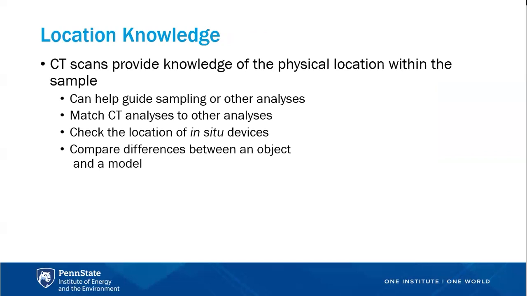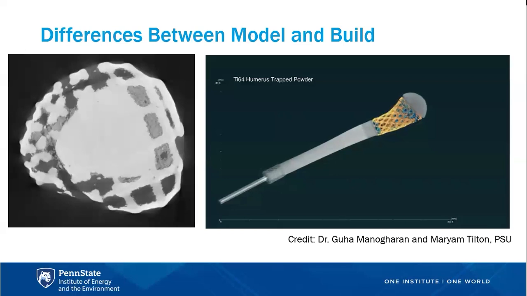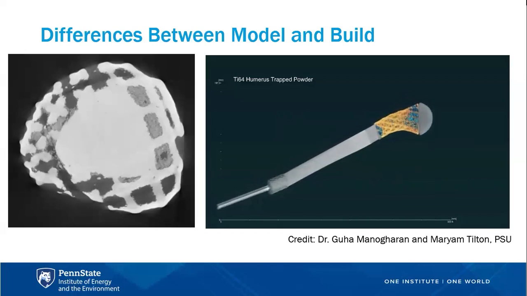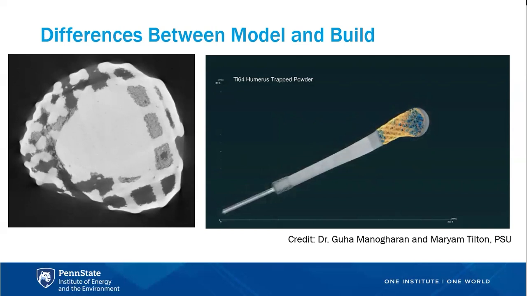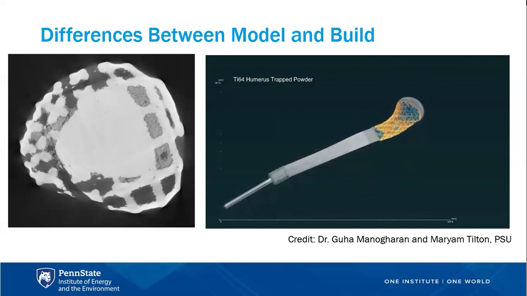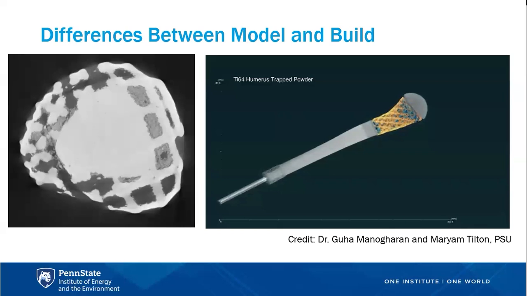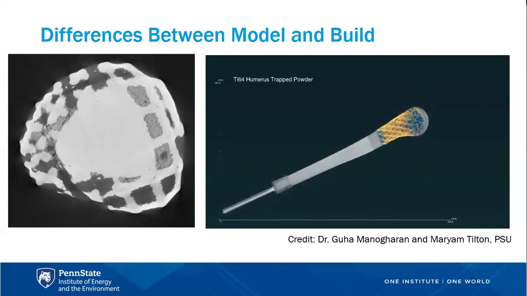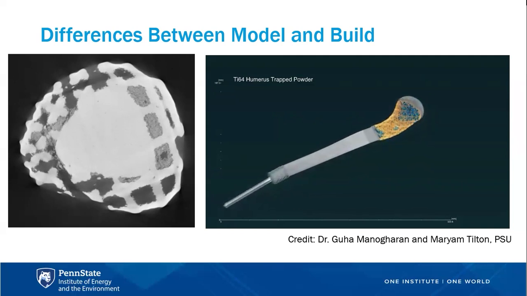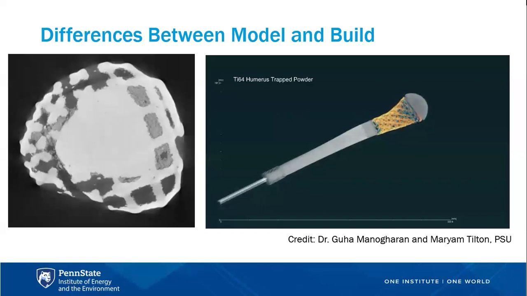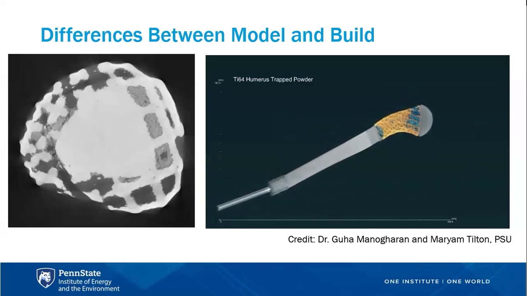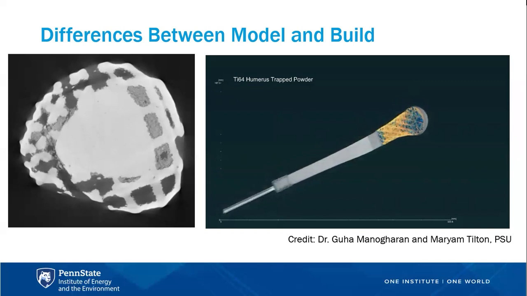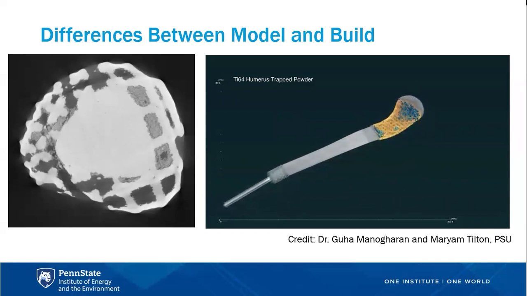Another thing is you can compare differences between an object and a model. A lot of our additive manufacturing people do this. For example, this is from Guha's group. They were having problems with this build where they were getting a lot of powder buildup. They knew what it was supposed to look like, so they could look at where it wasn't working and then adjust their manufacturing process. But you can also do that with other things. Again, going back to soil, if you wanted to look at flow processes, you can get your measurements, look at what the structure is, and see whether that all fits what your model is doing. So they can be really helpful for that.